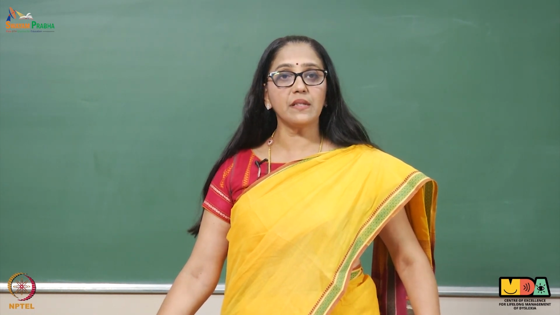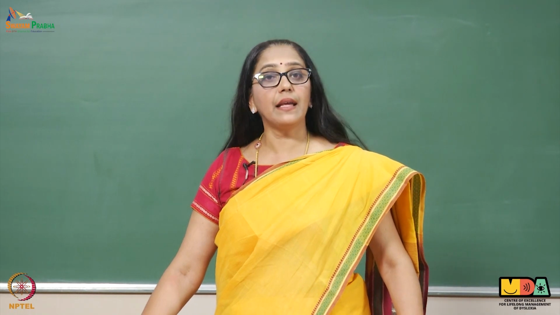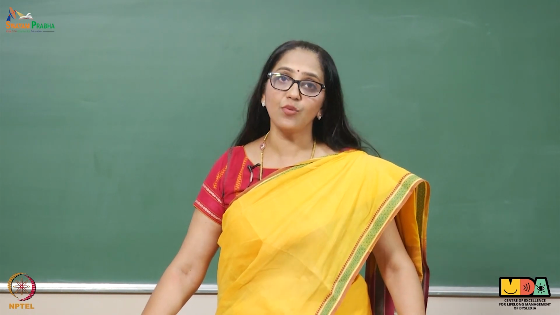Next, we will look in detail at logical mathematical intelligence and its potential in the classroom. This is the intelligence of scientists and mathematicians. The core competencies, as we have seen earlier, let's look at each of these in detail. Sorting and ordering indicates the individual's ability to categorize, sort and order objects and numbers. This also extends to their ability in organizing themselves. Their ability to understand statements, complex propositions and mathematical functions makes them capable of handling data very effectively. They are hence able to make related abstractions associated with this.